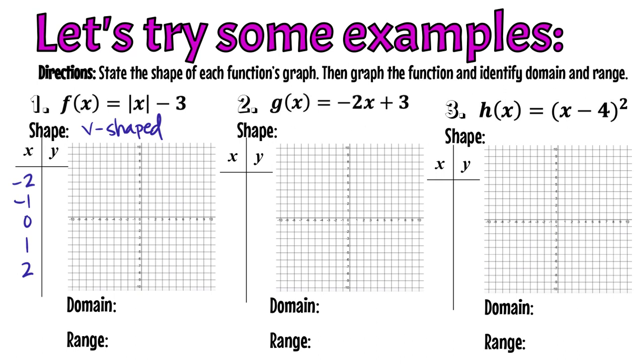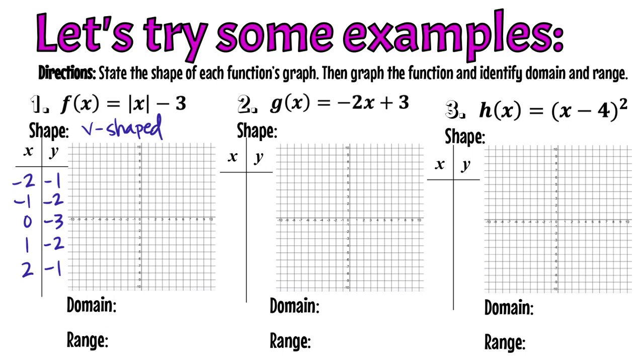So first we're going to plug in -2. So we take the absolute value of -2, which is +2, and then we subtract 3. So 2 minus 3 is -1. When we plug in -1, the absolute value of -1 equals +1, and 1 minus 3 is -2. If I plug in 0 for x, the absolute value of 0 is just 0, and 0 minus 3 is -3. When I plug in 1, I get the absolute value of 1. 1 minus 3 is -2. And lastly, when I plug in 2, I get absolute value of 2 is 2. 2 minus 3 is -1.